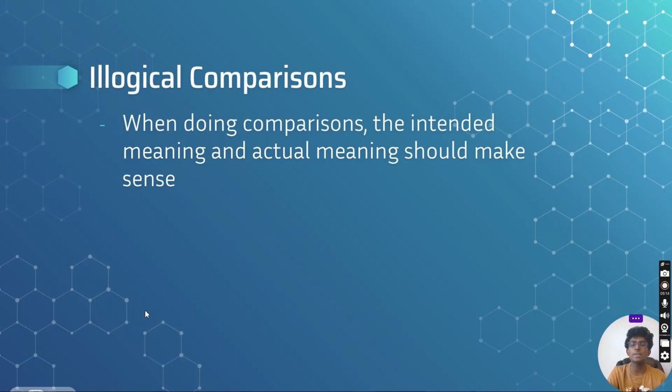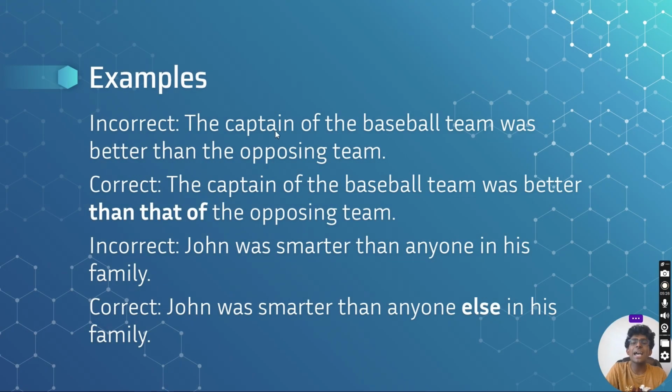All right, illogical comparisons. When you're doing comparisons between two things, your intended meaning and your actual meaning should be the same. They should make sense. You're comparing apples to apples, not apples to oranges, for example. So for an example, the captain of the baseball team was better than the opposing team. So when you say it like this, you're almost saying like the captain was better than everyone on the opposing team, which is probably not what the writer's trying to say. So you can reorder it to say the captain of the baseball team was better than that of the opposing team. That's making it more clear we're comparing captain to captain, not captain to the entire team.